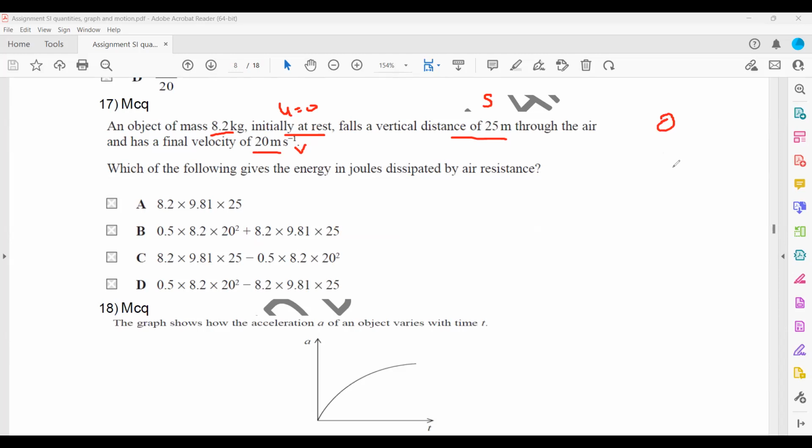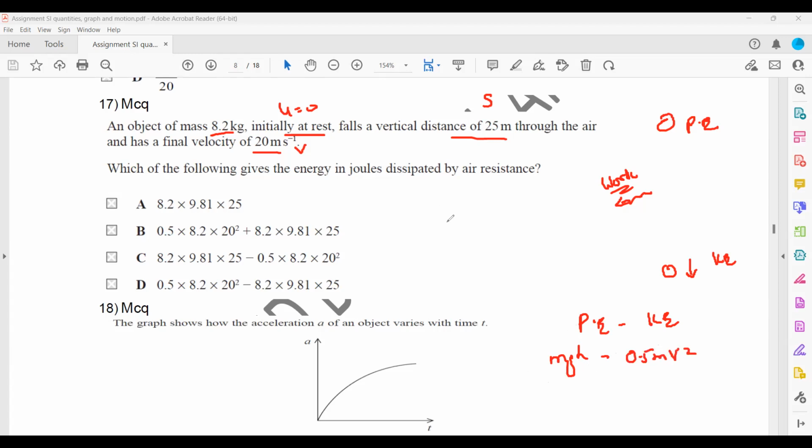So what happened initially? It will have a potential energy. Just before it hits, it will have a kinetic energy. So the difference between the potential and kinetic energy is how much work is done against the air resistance, or how much energy is dissipated or lost. So basically the potential energy minus the kinetic energy. Potential energy is mgh and kinetic energy is half mv square, which is 0.5 mv square.